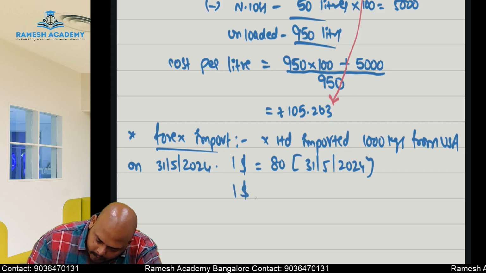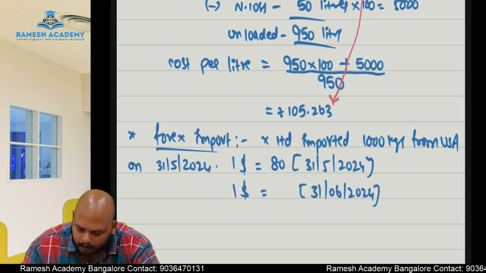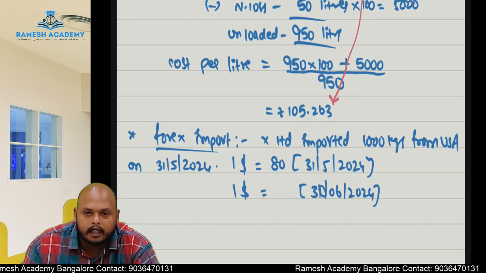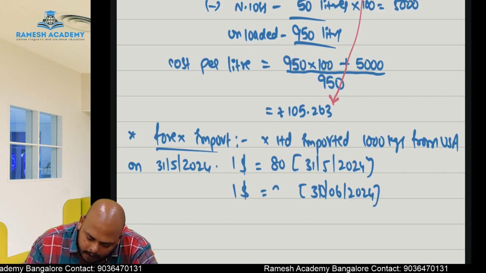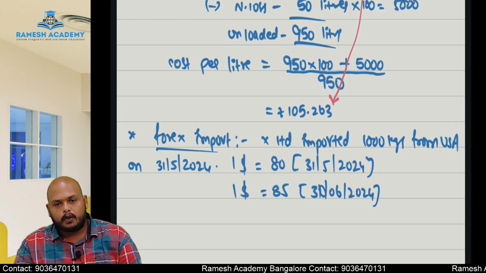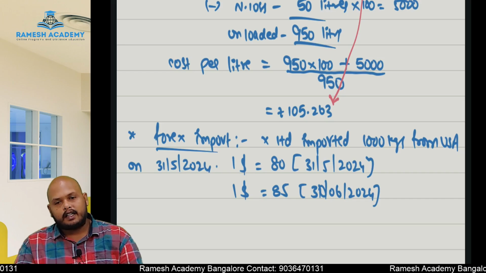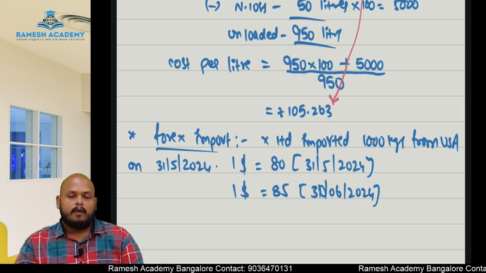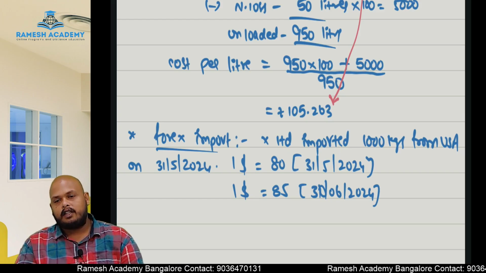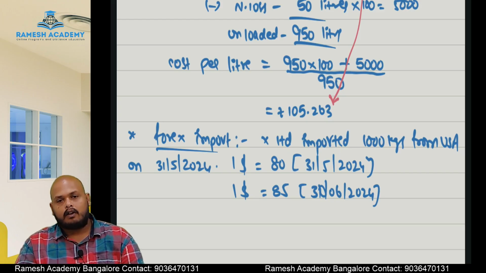Suppose we are making the payment on 30th June 2024. On that date, $1 rate is how much? 85 rupees. So on the date of import, the dollar rate is $1 equals 80 rupees. But on the date of payment, what is the dollar rate? 85. So which rate do we have to consider for calculation of raw material cost?